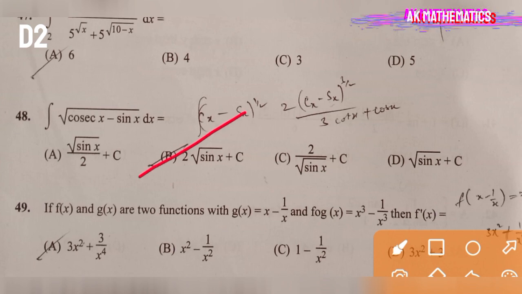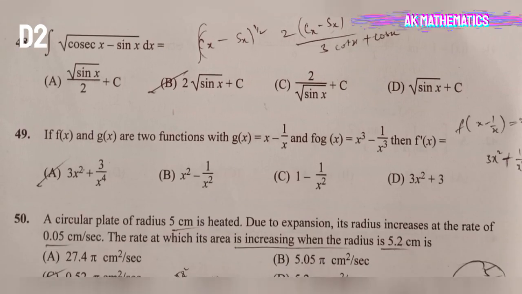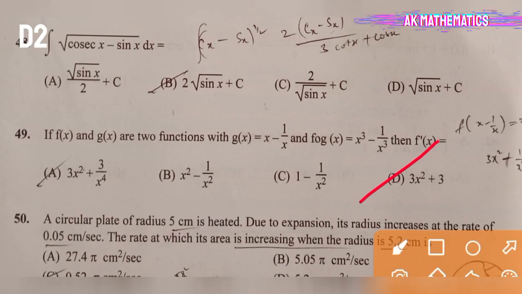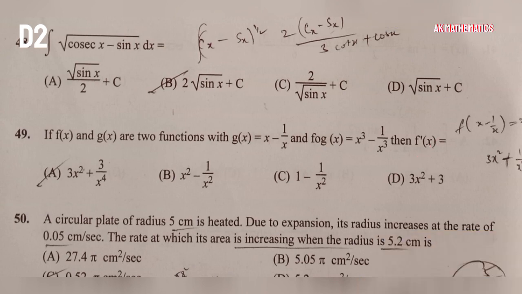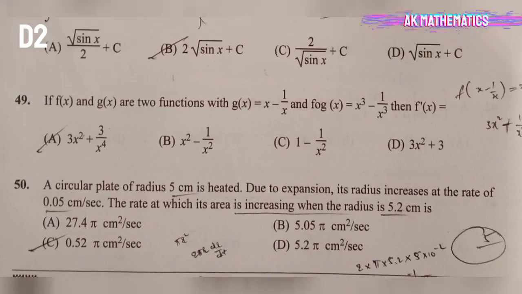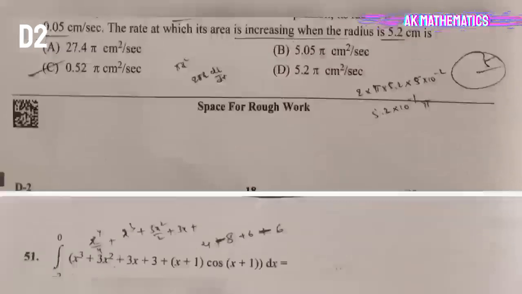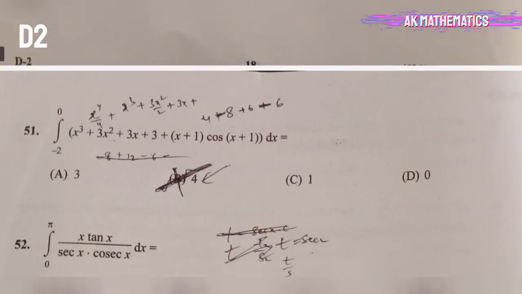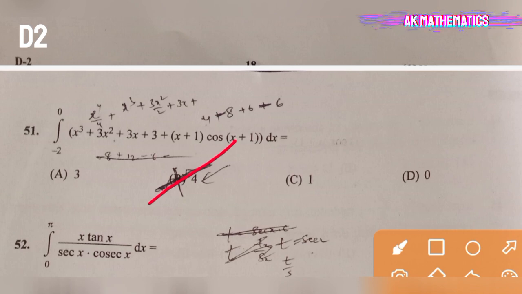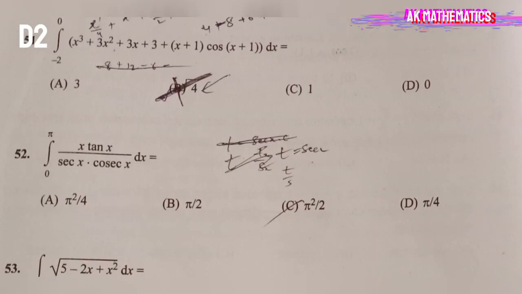Let's move for 49th question. It is option D, 3x square plus 3. Let us move for 50th question. It is option C, 0.52 pi centimeter square per second. Okay, let us move for question number 51. Option number 51, it is B. Option number 52, it is A, pi square by 4.